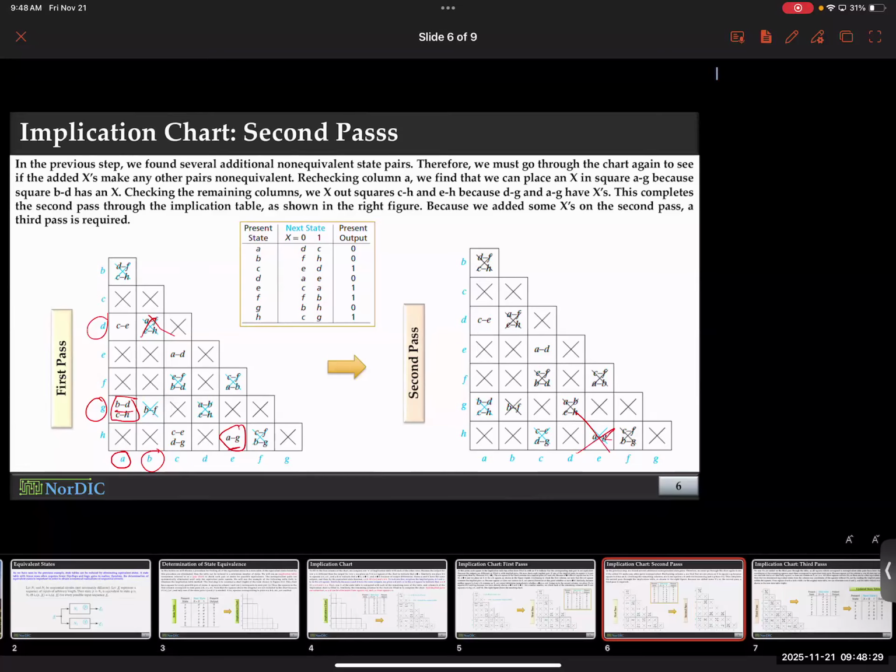Are you with me so far? So what I'm telling you is first cross out the ones that are easy. Then set it aside. Do one more sweep and cross out the ones you can.